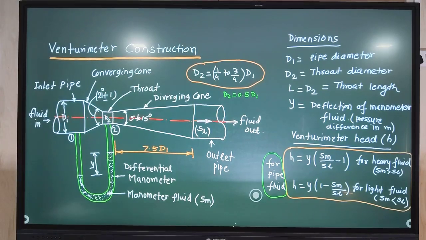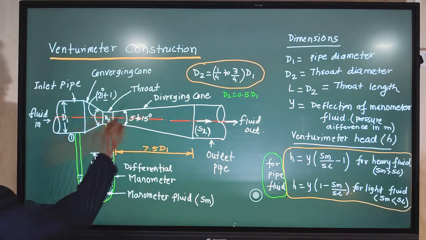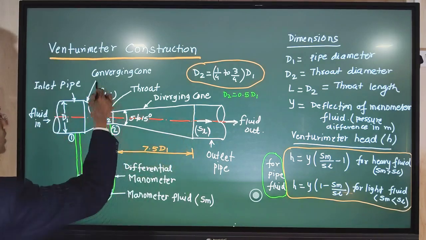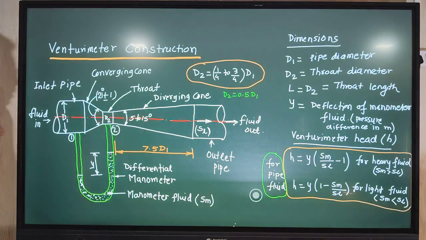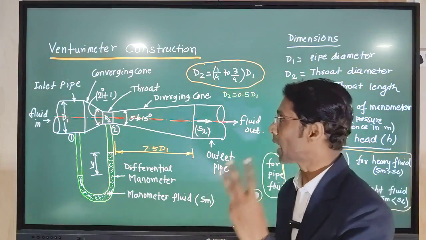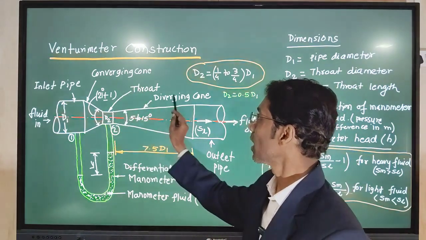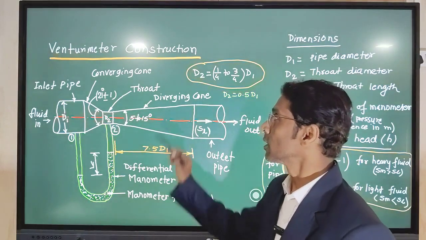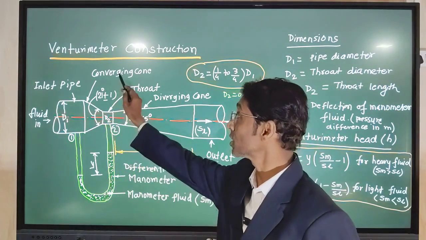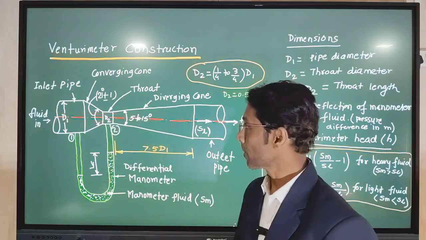Now we will see the Venturimeter construction. Here we see the schematic diagram of Venturimeter. This is the pipe inlet and pipe outlet. In this pipe, the Venturimeter is fitted. Venturimeter consists of mainly three parts: first, the converging cone; second, the throat; and third, the diverging cone. These are also called the convergent section, neck section, and divergent section.